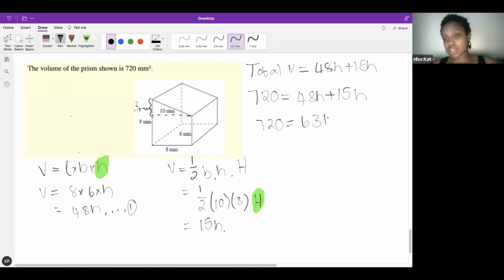$63 times H. Then you said we divide by that answer, divide by 63. Therefore, my height is what? 11,43 millimeters. Nice, guys. Wasn't that a beautiful question? Thinking of stealing it for my learners.